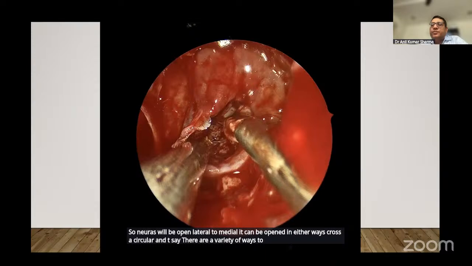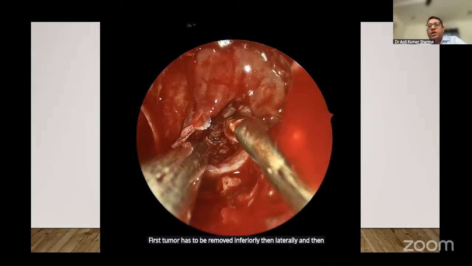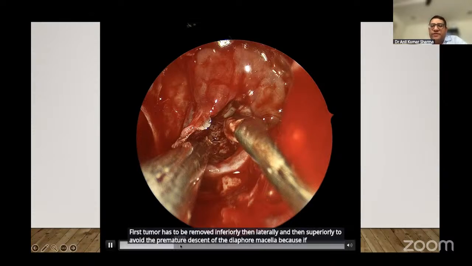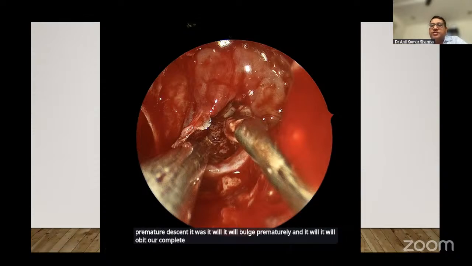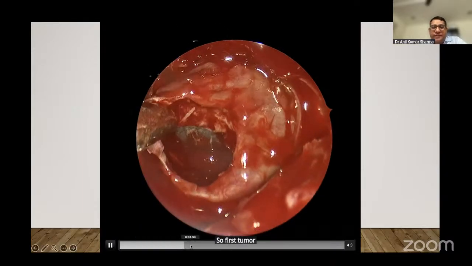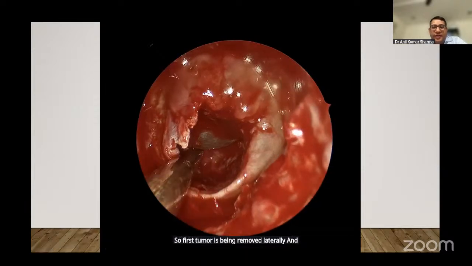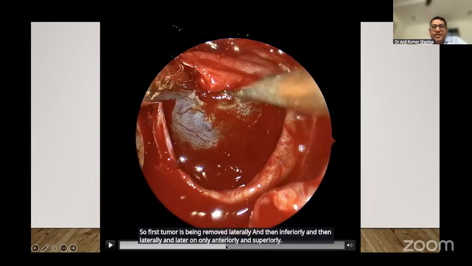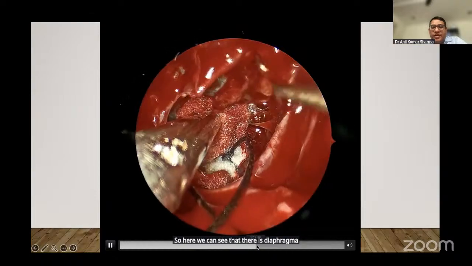But while removing the tumor, we need to respect certain aspects. First, the tumor has to be removed inferiorly, then laterally, and then superiorly, to avoid premature descent of the diaphragma sella. If there is premature descent, it will bulge prematurely and obviate our complete resection, and there is increased risk of CSF leakage. So first the tumor is removed inferiorly, then laterally, and later only anteriorly and superiorly. Here we can see the diaphragma, the arachnoid bulge.